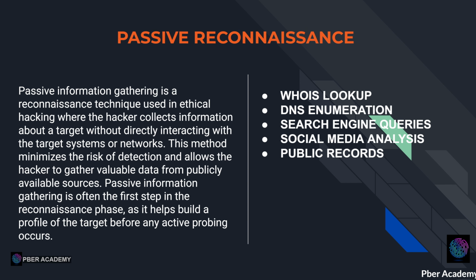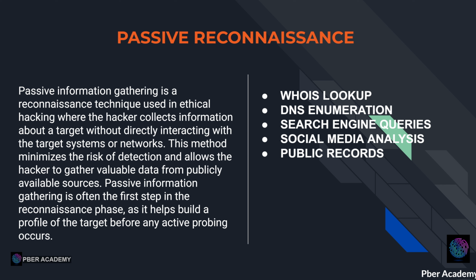Passive information gathering is a reconnaissance technique used in ethical hacking where the hacker collects information about the target, as I said earlier, without directly interacting with the target system or network. This method minimizes the risk of detection and allows the hacker to gather valuable data from publicly available sources. It is often the first step in the reconnaissance phase, as it builds a profile of the target before any active probing. What are the techniques?